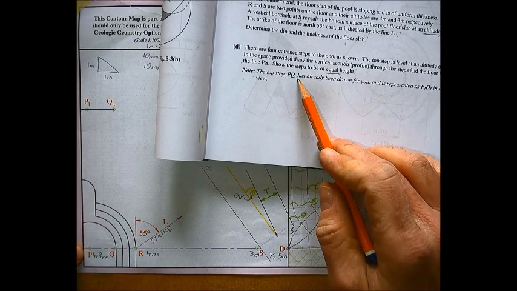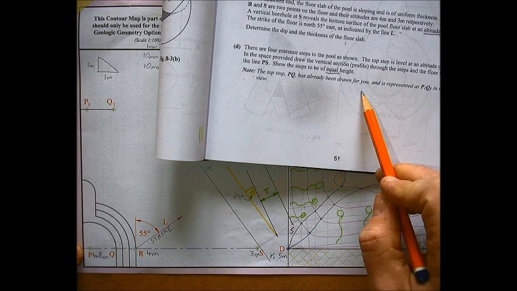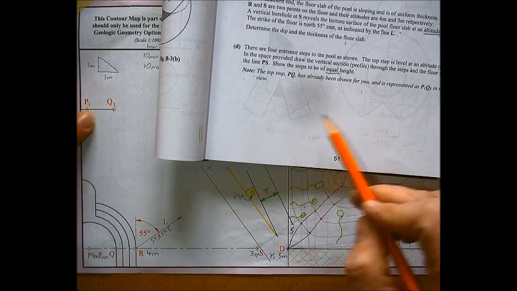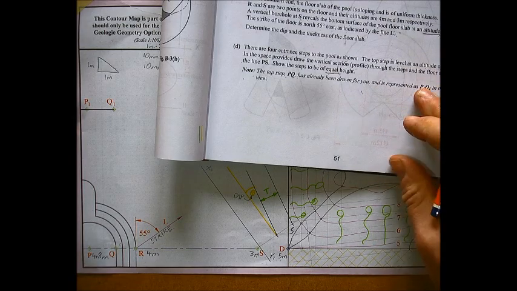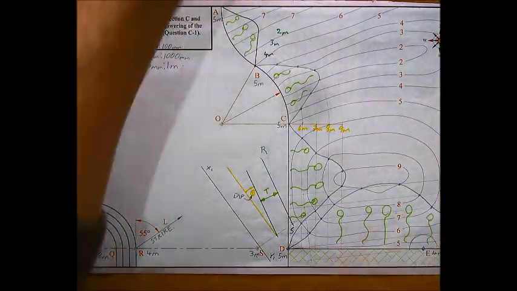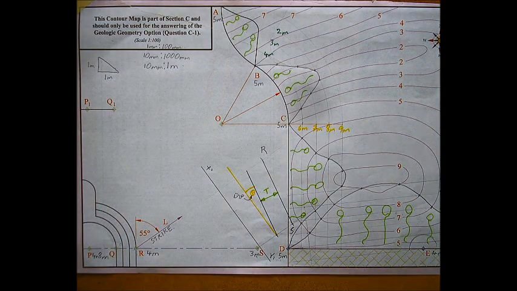The top step, PQ, has already been drawn for you. So it's already drawn up here, P1Q1, and is represented as P1Q1 in the section view. So we have all the information we need now. We're going to come back to our drawing and set this up. The line PS is horizontal here, so we can just bring our point straight up.